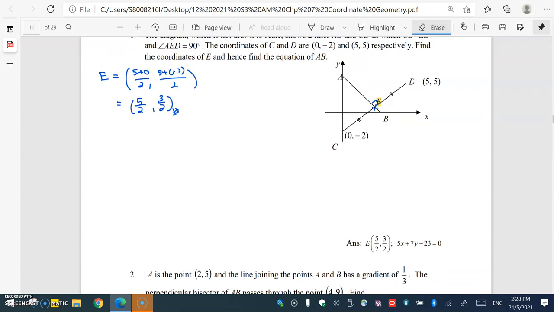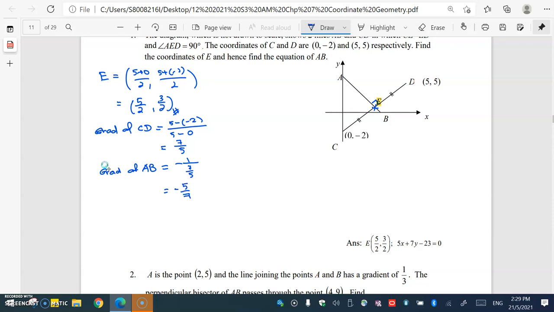The question wants you to find the equation of AB. To find the equation of AB, we need to know a point on AB, which happens to be E. We also need to know the gradient of AB. To calculate the gradient of AB, we know that the line AB is actually perpendicular to CD. So if I first find the gradient of CD, the gradient of CD is (5 minus -2) over (5 minus 0), to give you 7 over 5. Therefore, the gradient of AB is -1 over 7/5, which is the same as -5 over 7. That's the gradient of AB.